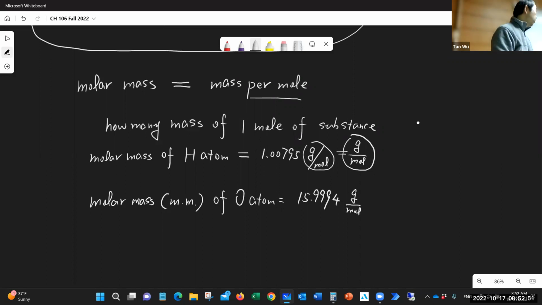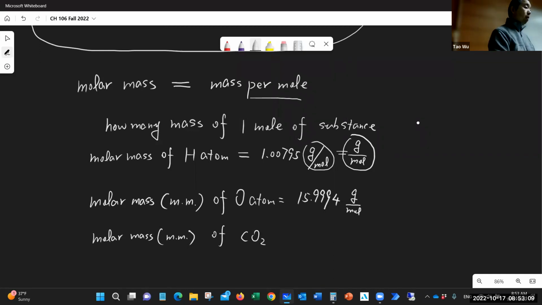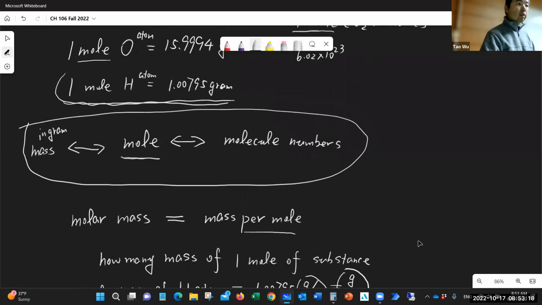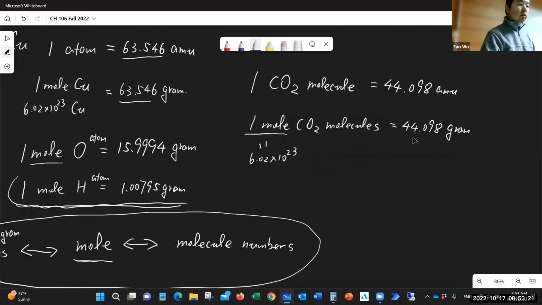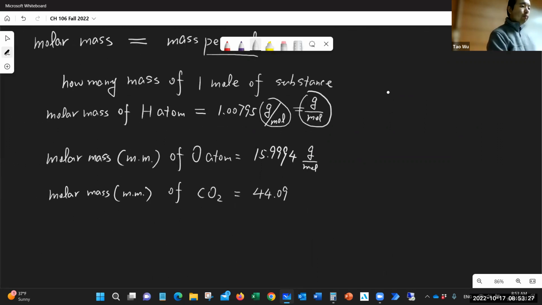Okay, gram per mole. And again, the same thing if you want to write the molar mass of a compound. The molar mass of a compound works the same way, for example for CO2 gas. The molar mass of CO2 gas, again, is 44.098 gram per mole. So that is just the concept of molar mass.